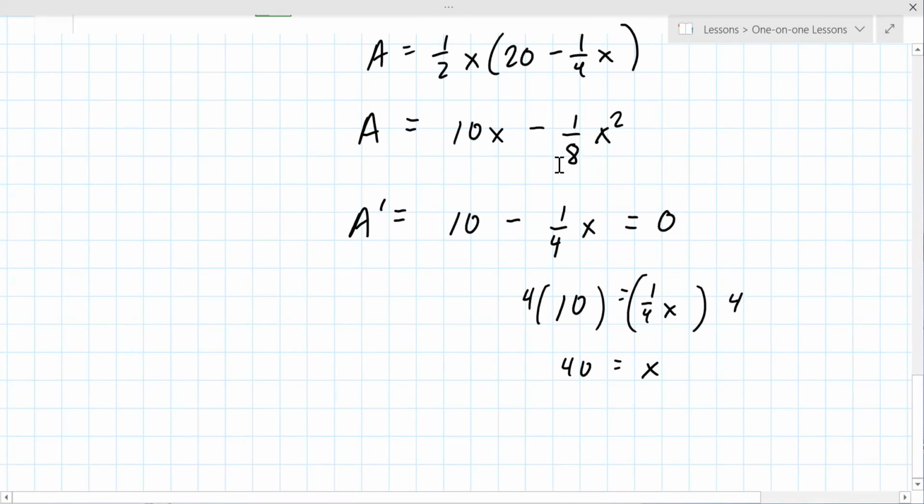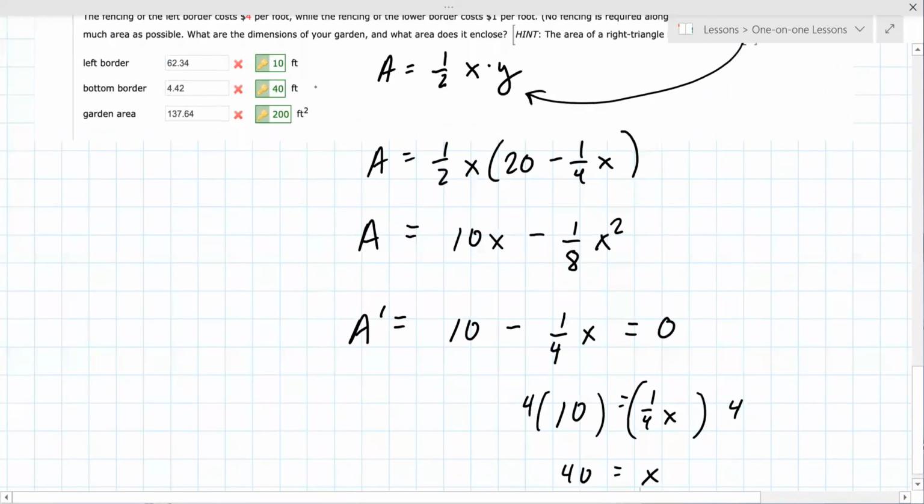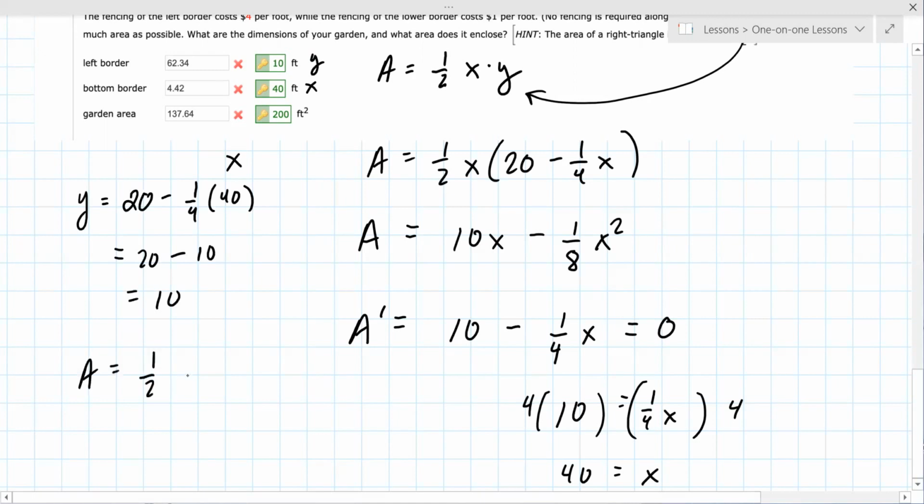Okay, so X is the bottom border. If you look at the answer here, that's what we called X. Y is 20 minus 1/4 X. So that's 20 minus 10, which is 10. That's your Y. And then your area is 1/2 X times Y, 1/2 times 40 times 10, which is 200.